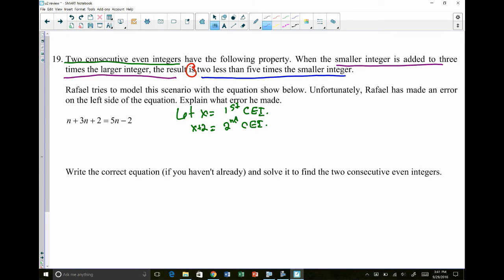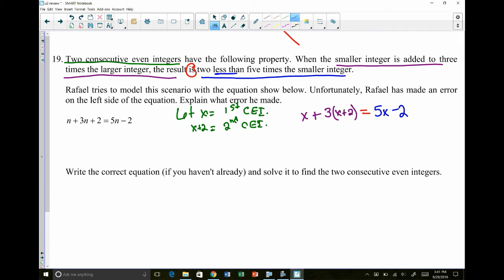When the smaller integer, x, is added to 3 times the larger, I'm adding it to 3 times the larger. Just don't write 3x plus 2. X plus 2 represents larger, so I need to treat that as one object. So 3 times x plus 2. Then, 2 less than, warning, warning, warning, 5 times the smaller. Less than means I need to start with the second half. 5 times the smaller, and I want to take away 2 from that.